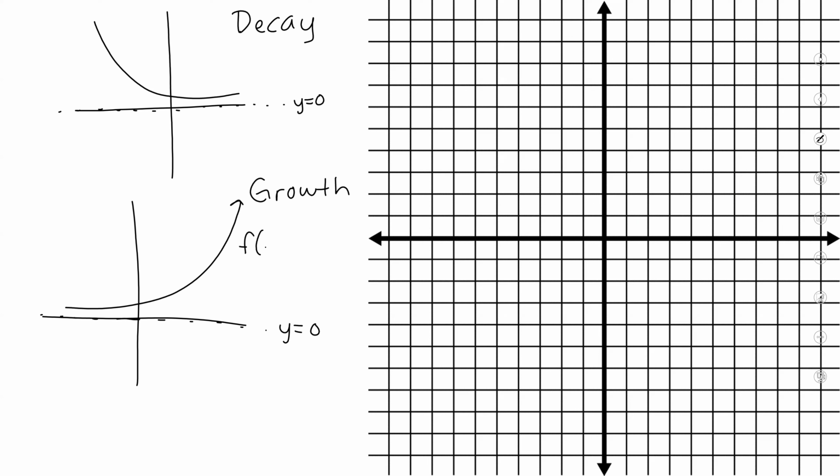The equation for a growth, your b value has to be greater than 1 for you to get this type of graph, a growth graph. Your b value for decay is when b is between 0 and 1. That's how you'll get a decay.